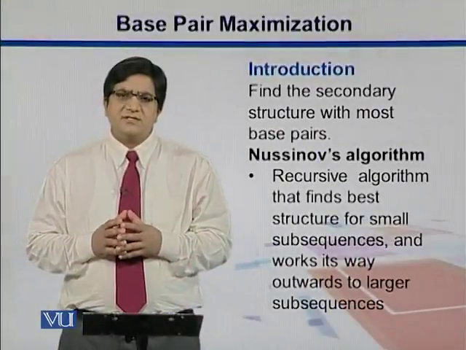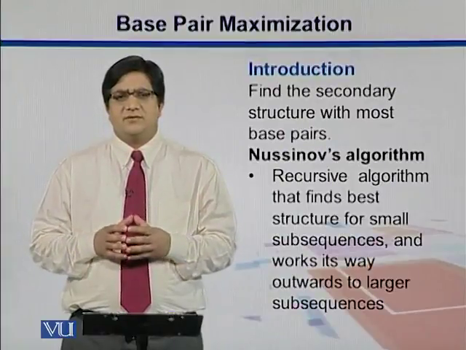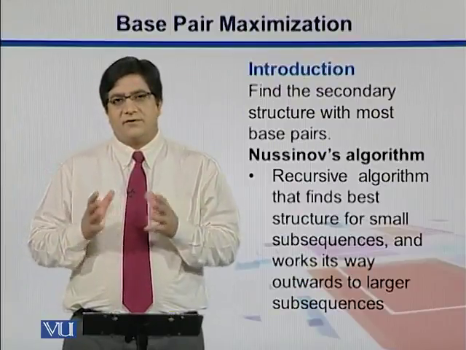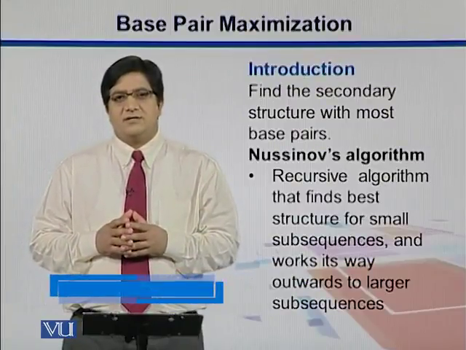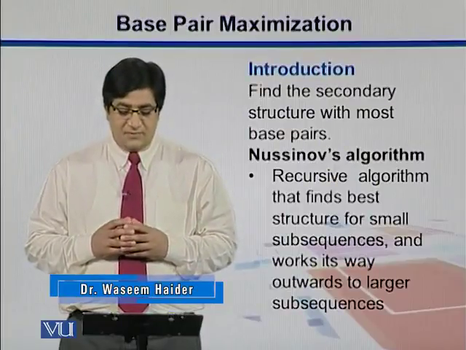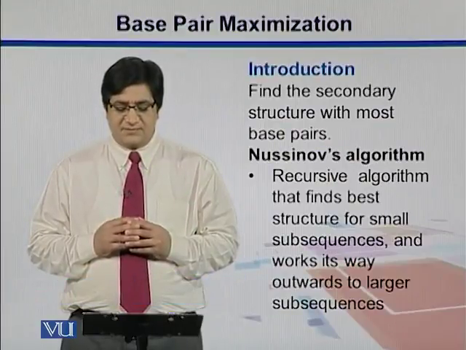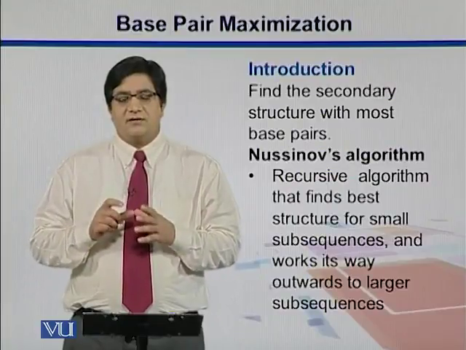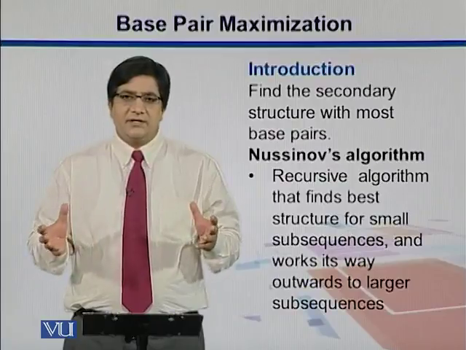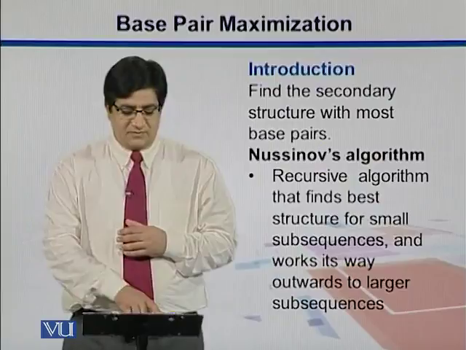Base pair maximization is kind of a greedy approach, where it tries to get the maximum base pairs, so that's why we call it base pair maximization. It is implemented in a very famous algorithm. We call it the Nussinov algorithm, named after the Russian scientist Nussinov. It's a recursive algorithm that finds the best structure for small subsequences, and once it gets those subsequences, then it moves outwards to take all the remaining nucleotides and make up some big structures out of it.